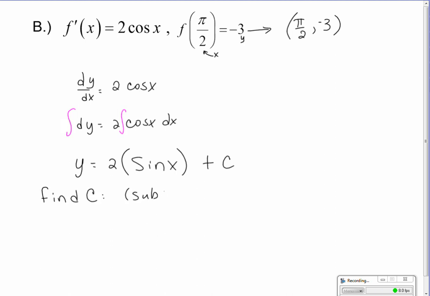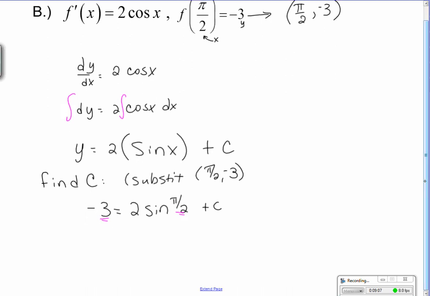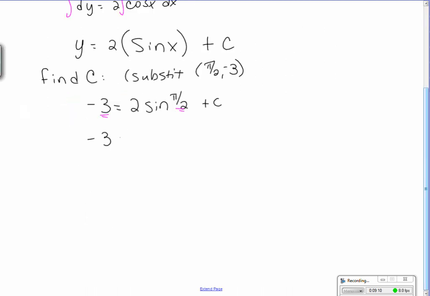I want to find my specific solution, so let's go and find the c value. Substitute in that point, (pi over 2, negative 3). So I get negative 3 is equal to 2 sine of pi over 2 plus some c. I substituted in my x and my y. Okay, let's evaluate and find c. Negative 3 equals 2 times 1 plus c, because the sine of pi over 2 is 1. That means I have negative 3 equals 2 plus c, therefore c is equal to negative 5.